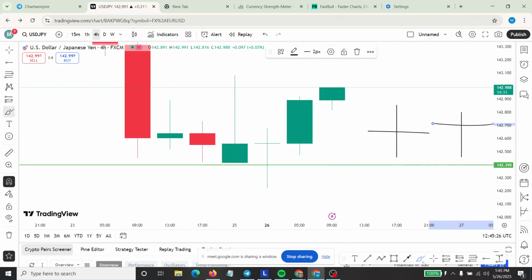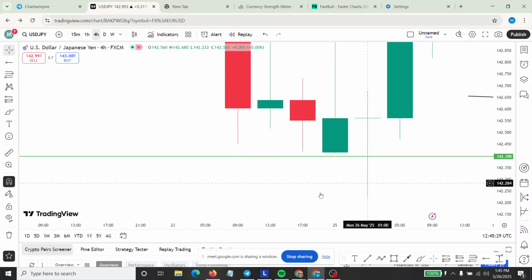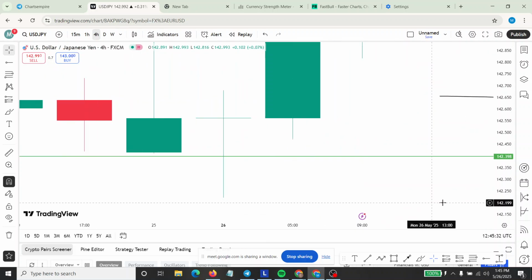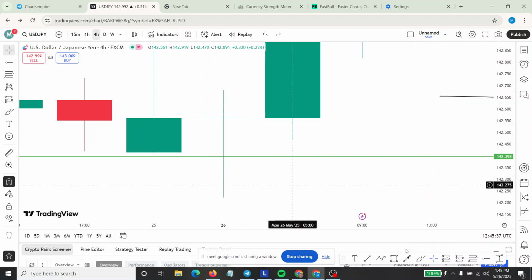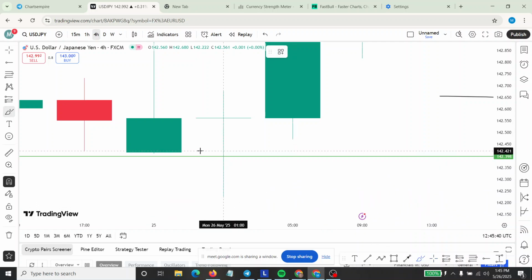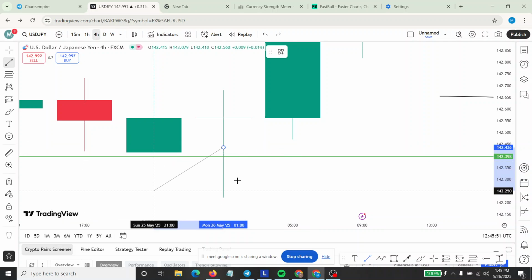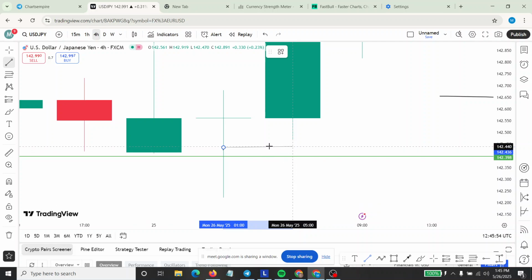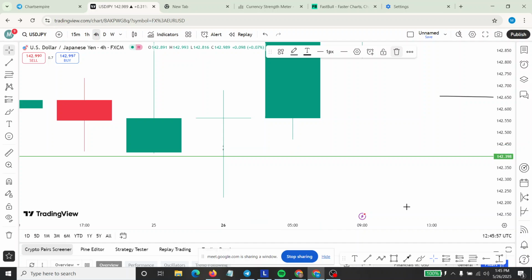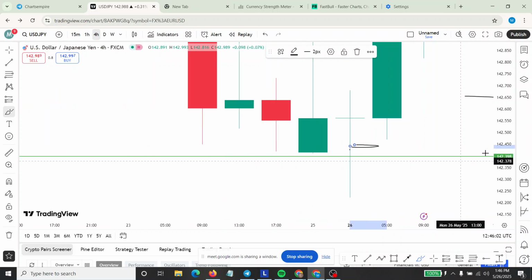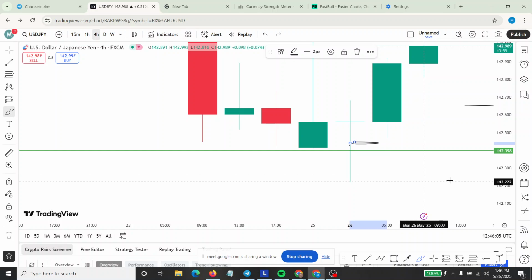But here you could see that if you look closely at this candle, let me zoom it. We could see that it seems the buyers closed higher, because if this candle closes halfway like this, we would have said it's a doji.